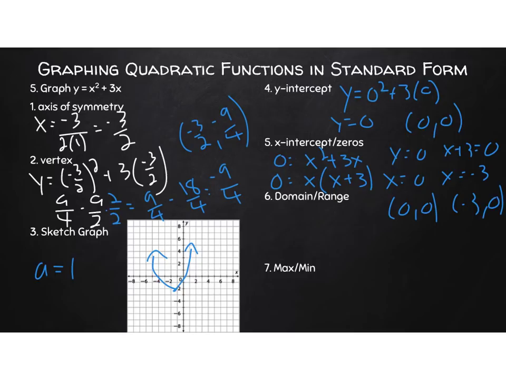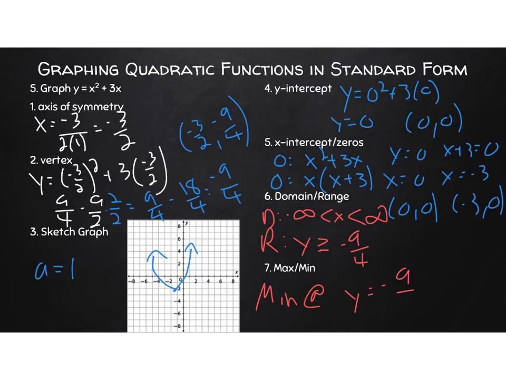Then our domain, we'll do inequality notation this time. So we go -infinity is less than x, which is less than +infinity, and our range is y is greater than or equal to -9/4. And then we have a minimum at y equals -9/4.